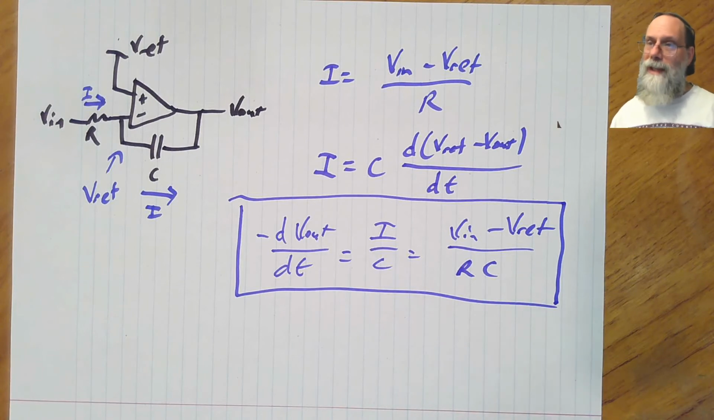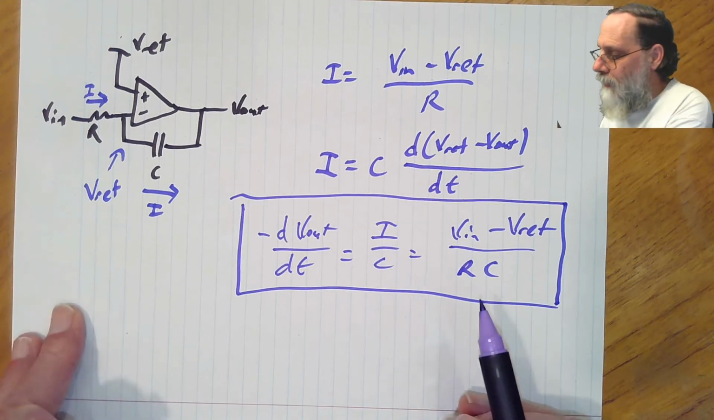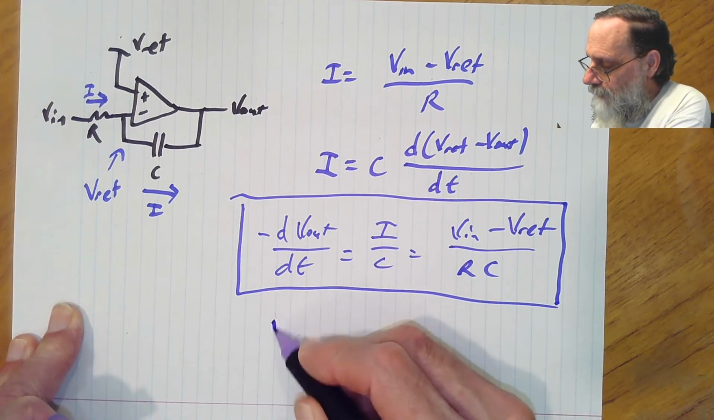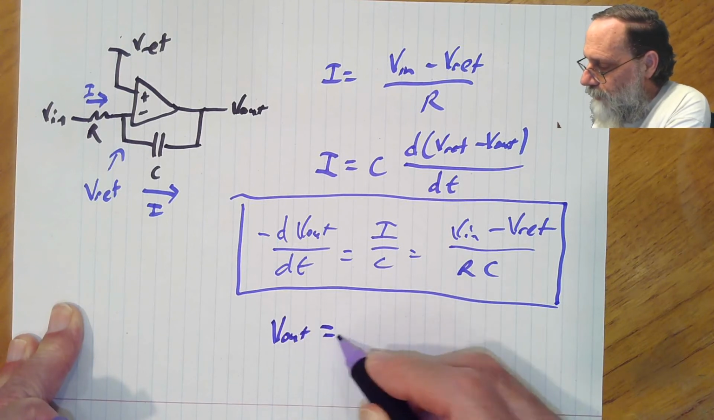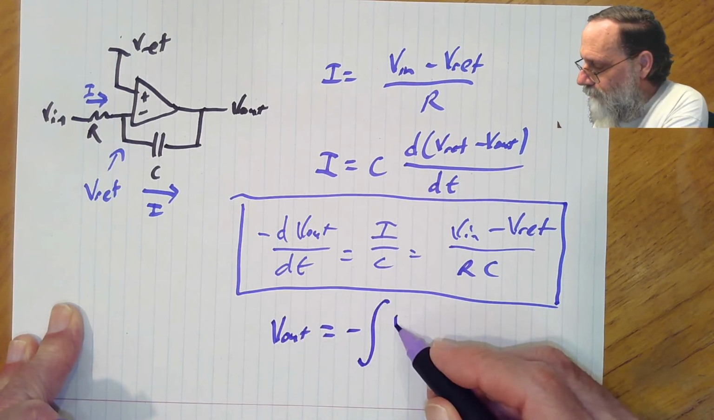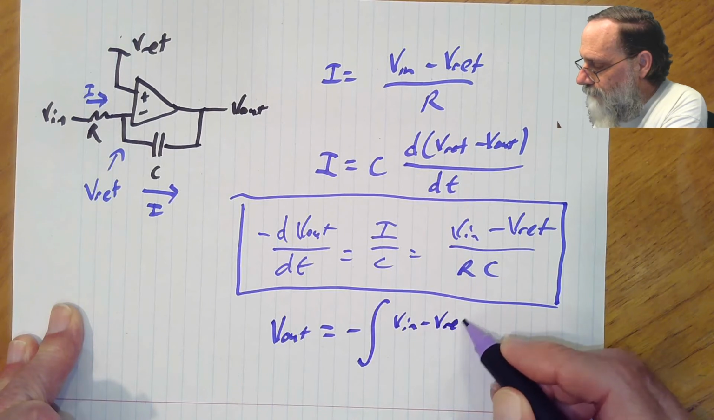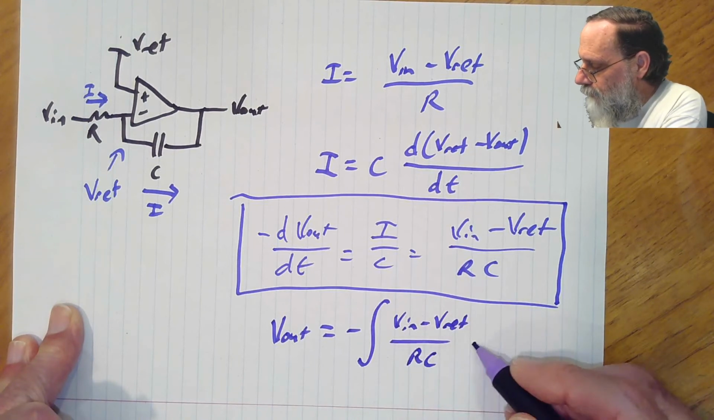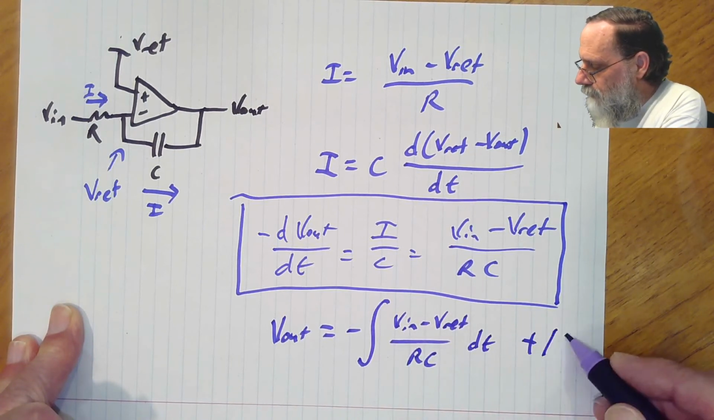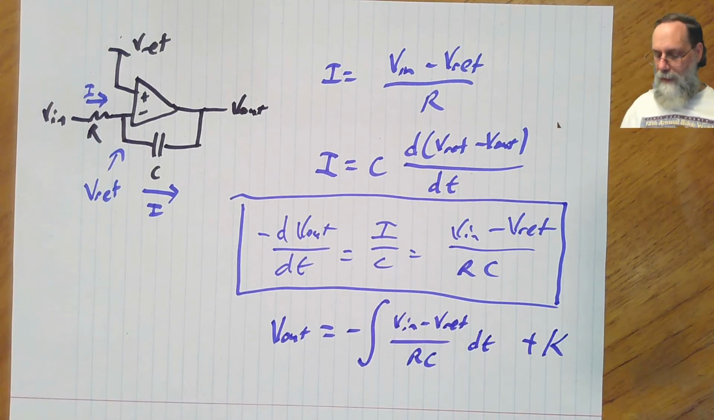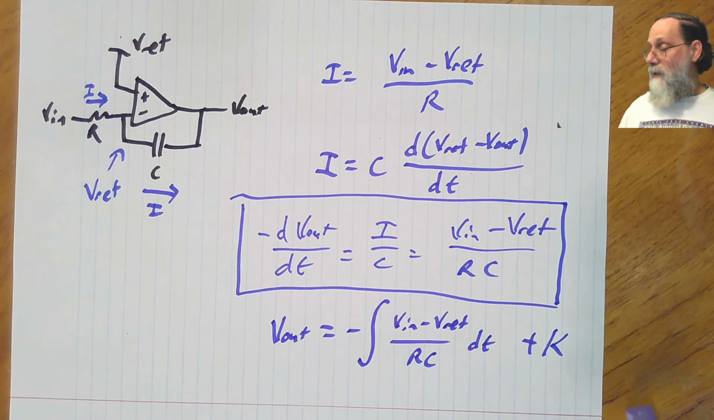If you want to write this in integral form, we can write this as Vout equals the negative integral of (Vin minus Vref) over RC, plus some initial constant value. And this is the formula that makes this thing called an integrator.